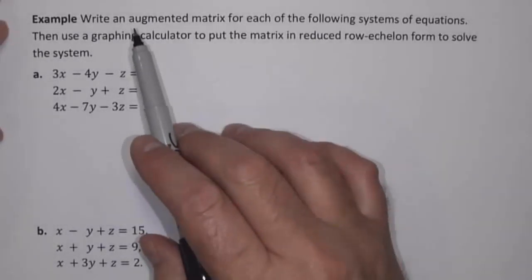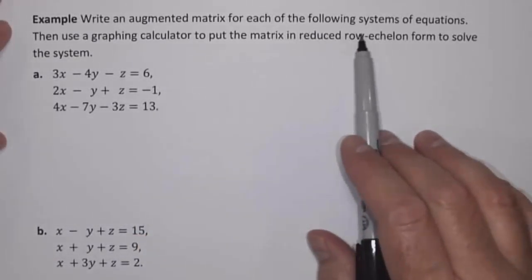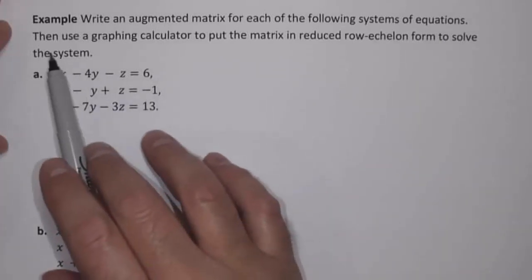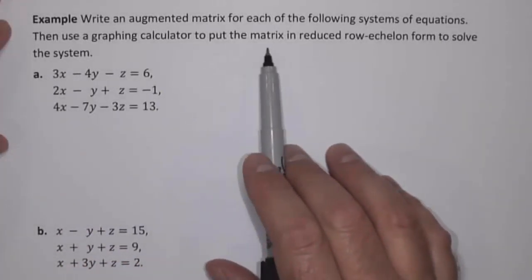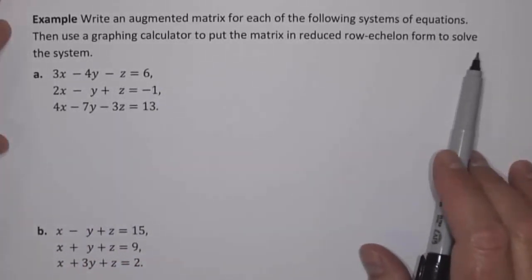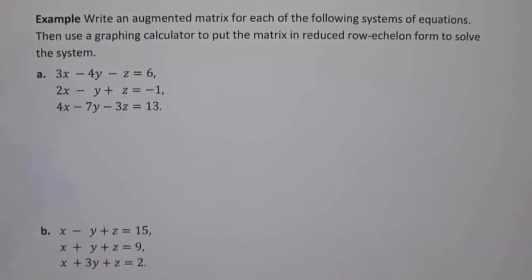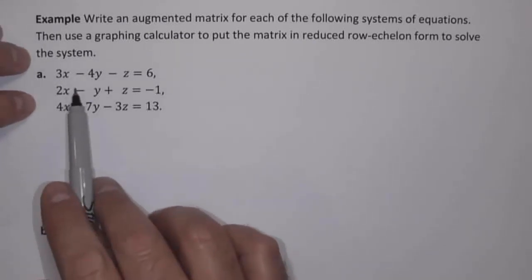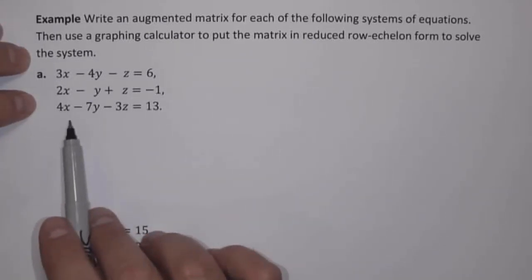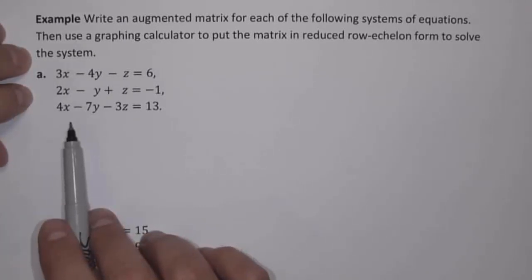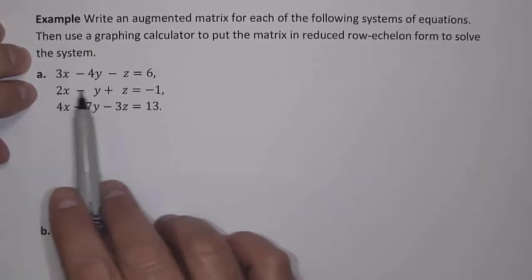So in this example, we want to write an augmented matrix for each of the following systems of equations, then use a graphing calculator to put the matrix in reduced row echelon form to solve the system. So we have two different systems that we want to solve using this approach. The first thing I want to do is put this equation in row echelon form, and then we'll use the calculator to put it in reduced row echelon form.